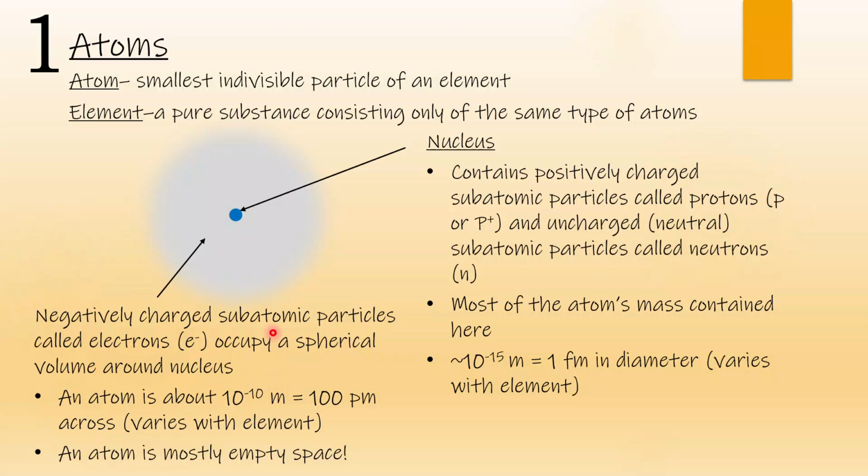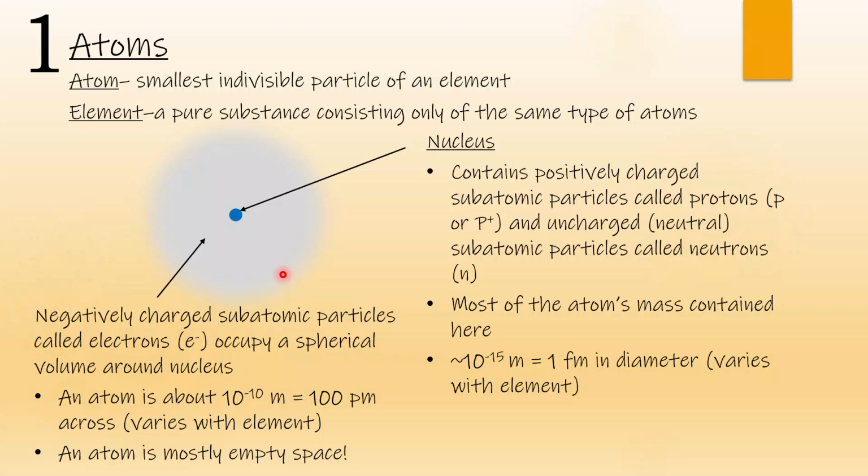Now, because these electrons are going to be in some region around here, and we're going to explore what that really means, the possible positions of these electrons and their energies, what that means is an atom is mostly empty space. You've got this very dense nucleus in the center, and then these electrons in some region around that nucleus.